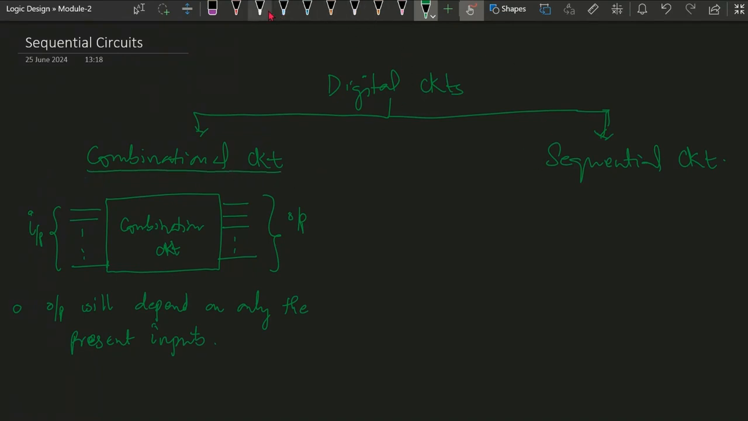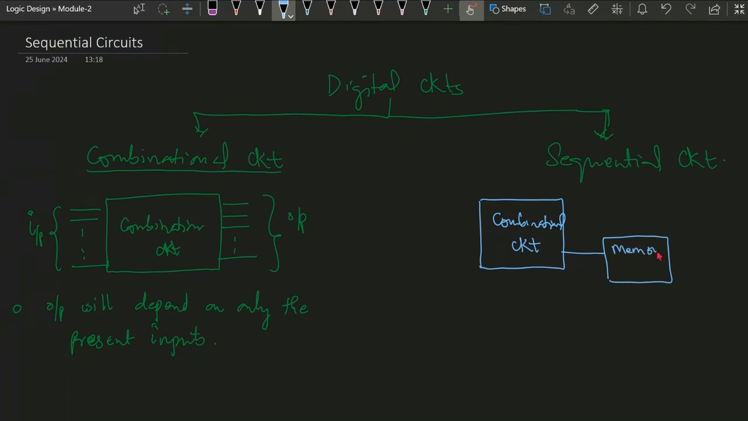Next is the sequential circuit. So what is the sequential circuit? We will see. In the block diagram of a sequential circuit, there will be a combinational circuit. A sequential circuit is made up of a combinational circuit along with a memory element. The output is received and stored into the memory element. So whatever is the output of the combinational circuit, it will be stored into the memory element. Some output may be there. So this is the output.